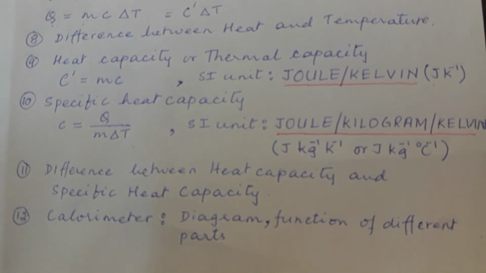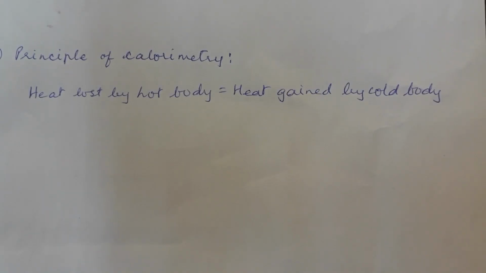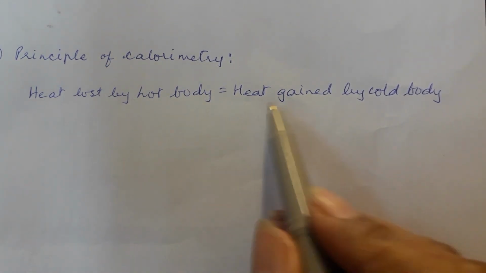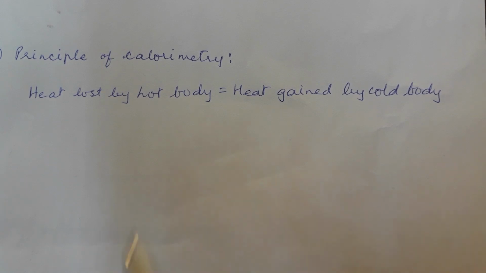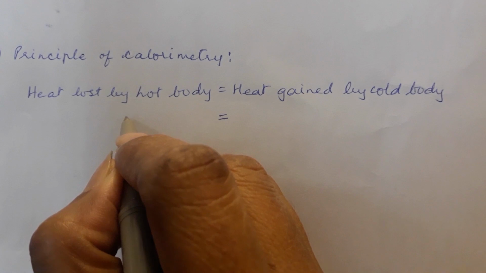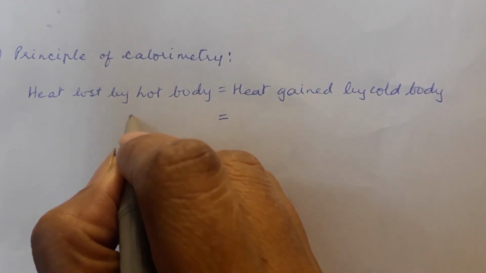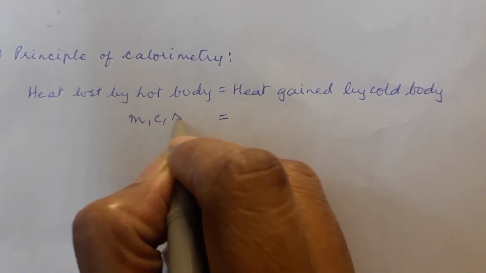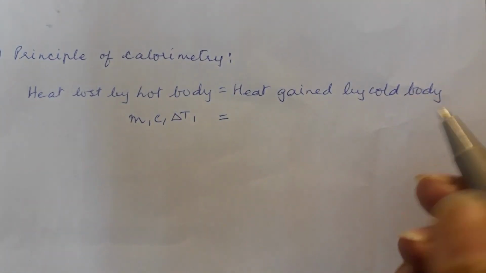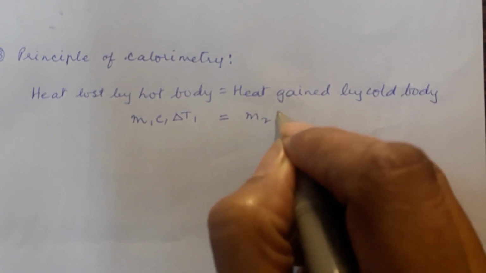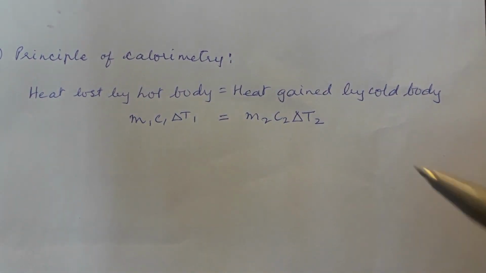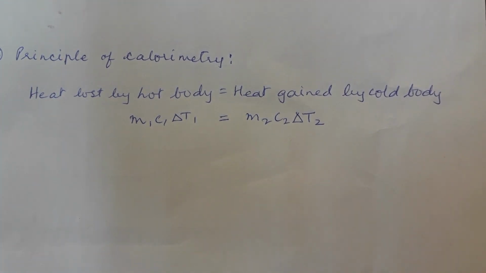13. Principle of Calorimetry. Heat lost by hot body is equal to heat gained by cold body. And so if we have the hotter body which is at higher temperature, its heat lost, if it is M1 C1 delta T1, then it will be equal to the heat gained by the cold body, which is M2 C2 delta T2. We will see this when we are going to solve our numericals.